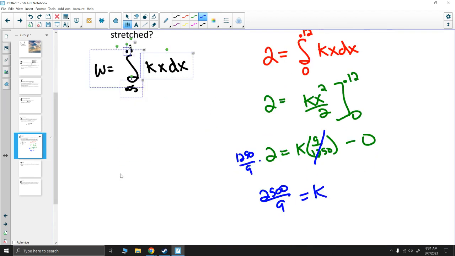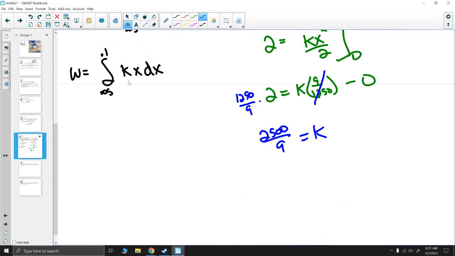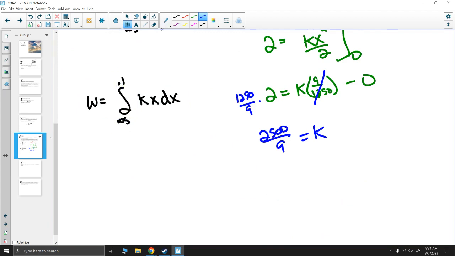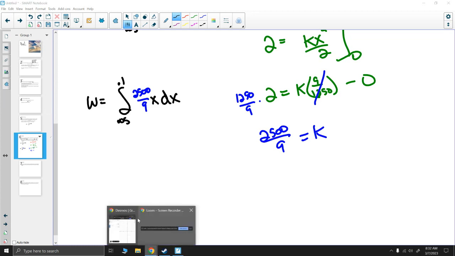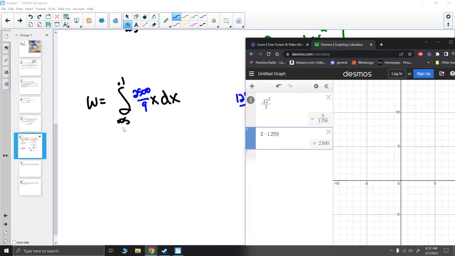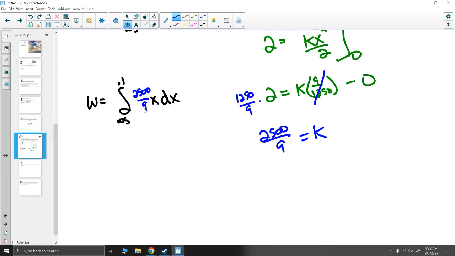So we're going to copy this. I'm going to use this again. Again, this is what we're looking for, is to find our work. But now we're going to plug in our K. Our K is 2500 over 9. And we're going to integrate this thing. So our work is going to be 2500 over 9 x squared over 2 from 0.05 to 0.1.